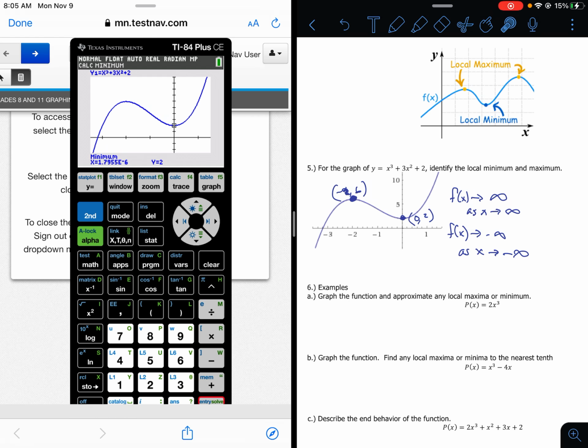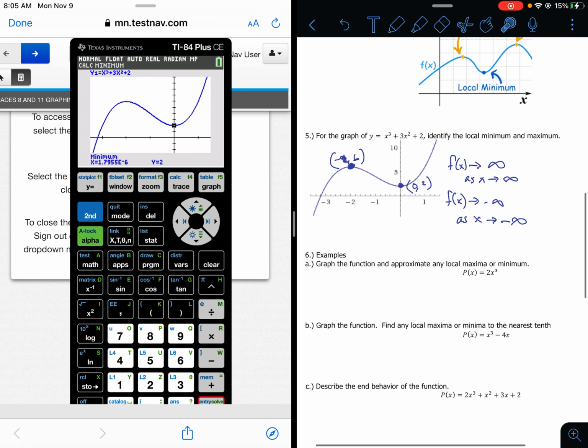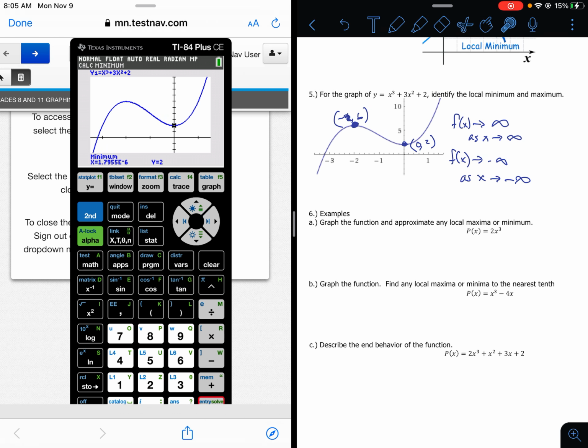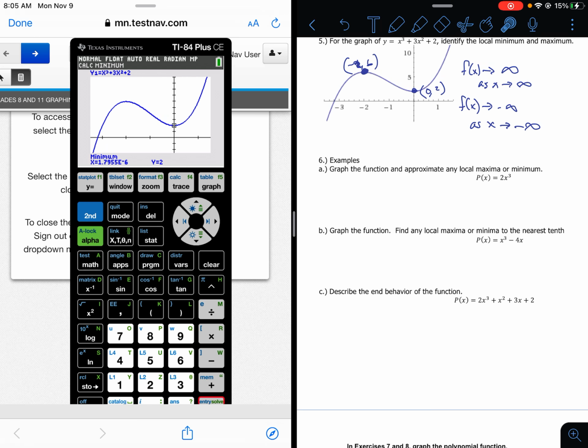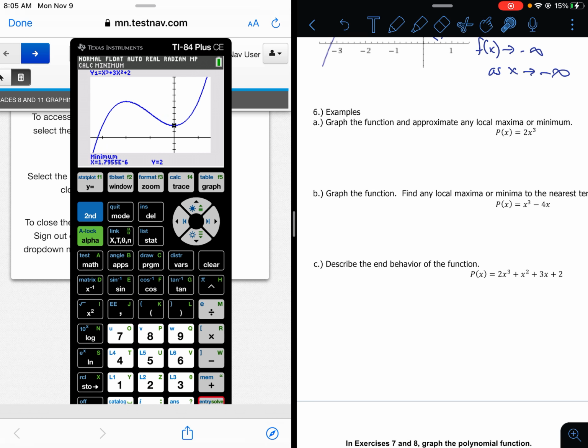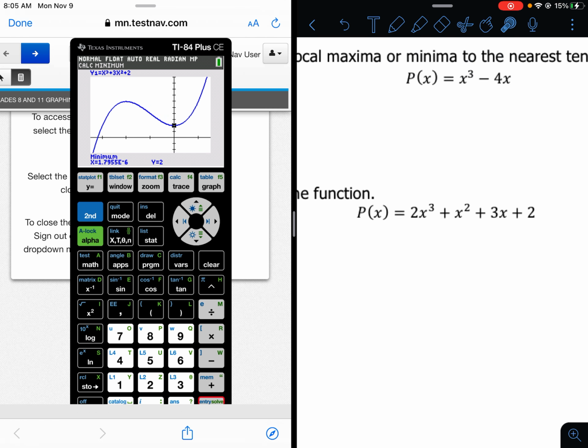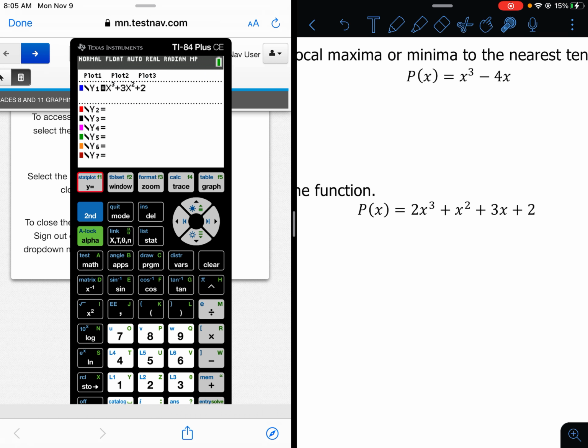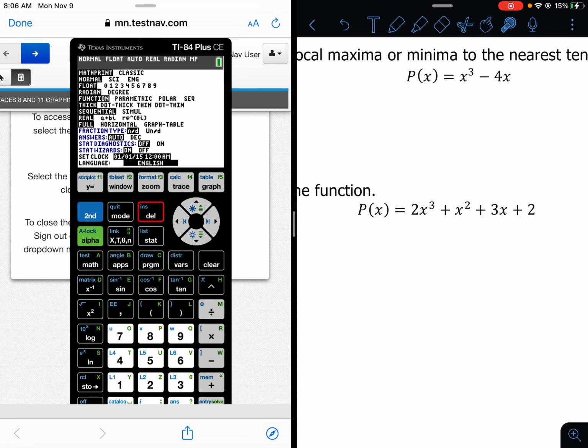So the other thing we're going to add here is what are called intervals. And so when we look at an equation, let's look at C. I know these notes don't really ask what I'm going to be asking, because for C, we're going to do a few things, not just describe the end behavior. So let's look at this question here. And I'm going to type this one in.